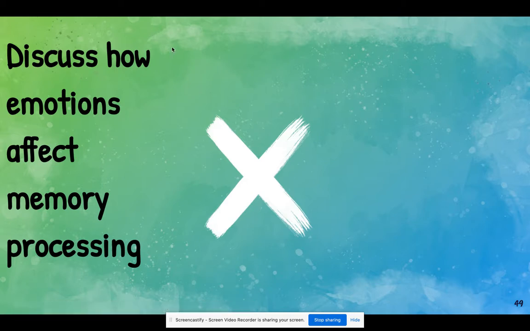Our final piece that we're going to look at is how do emotions affect memory processing? And then we're going to put this all together. So I'm going to ask you to come back to Clive and try to figure out why he can do what he does or remember what he remembers.